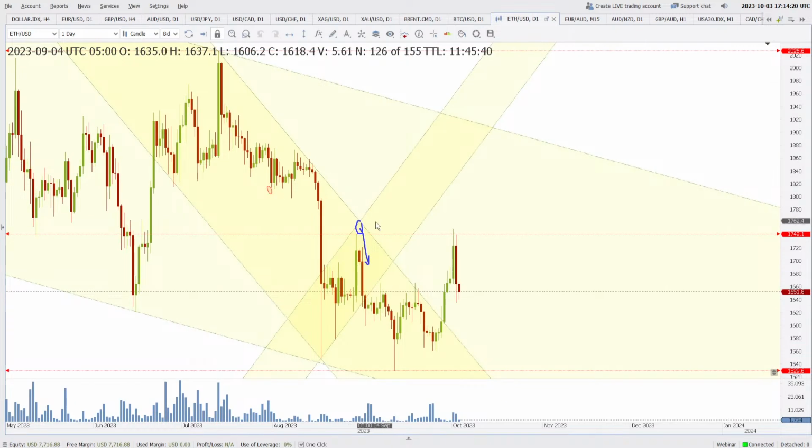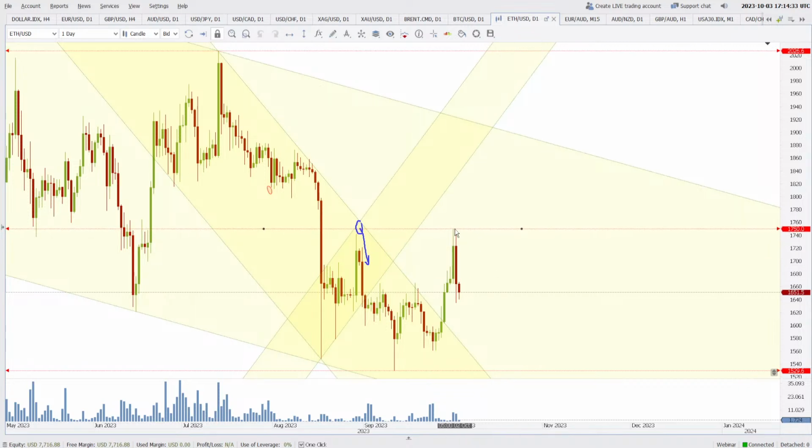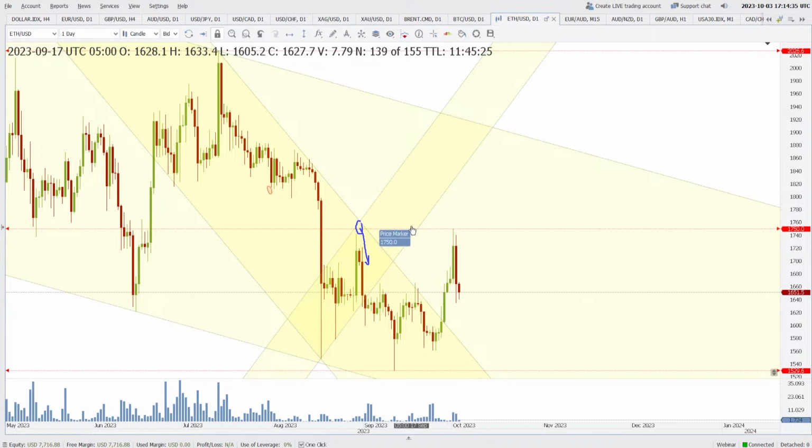Similar is the case for Ethereum. It has not gone below the low of yesterday. It has not gone higher than the high of yesterday. So it is just consolidating before making any fresh move. On the downside, 1529 is the support. On the upside, I think 1750 is the resistance.